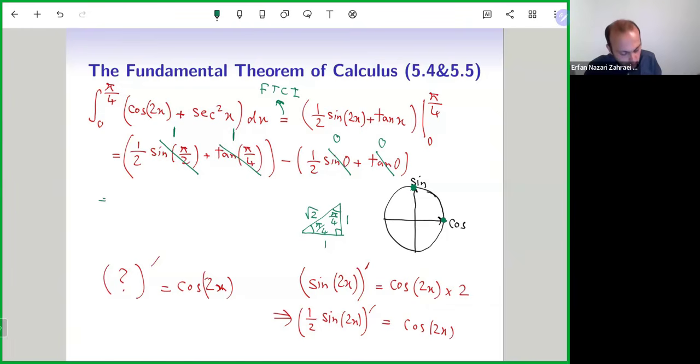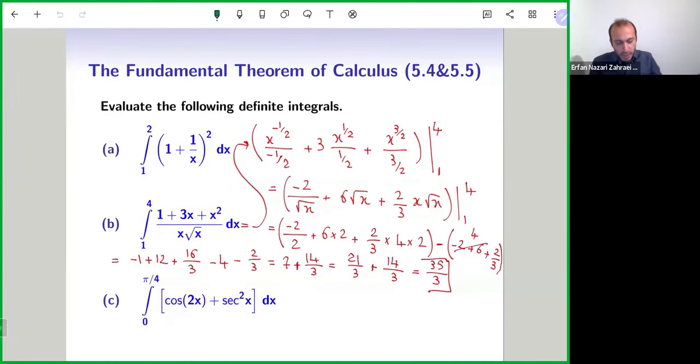Now, I have a very simple computation. 1 over 2 times 1, which is 1 over 2, plus 1, minus 0. So in total, I get 3 over 2. That's the final answer. So all these 3 questions were using the antiderivative to compute the area of the given area, or the given definite integral.